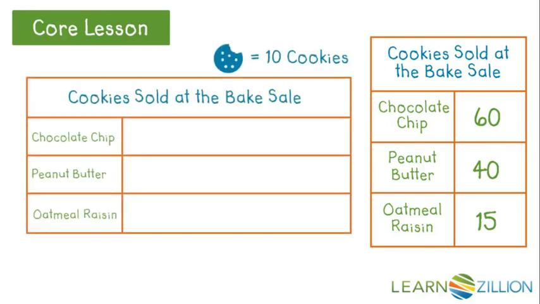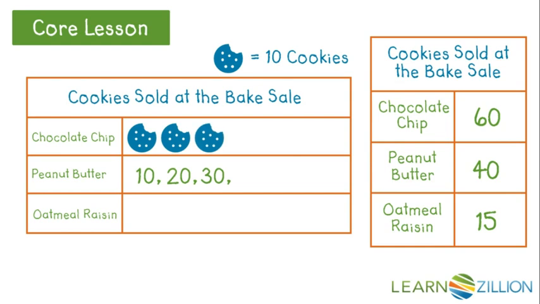Let's start with a graph that's all set up. Here we are. Now it is time to put the pictures on the graph. The key is important when putting on your pictures. Notice this key says that each cookie represents 10 cookies sold. If we want to show that 60 chocolate chip cookies were sold, we can first find the category labeled chocolate chips and start adding our cookies. 10, 20, 30, 40, 50, 60.